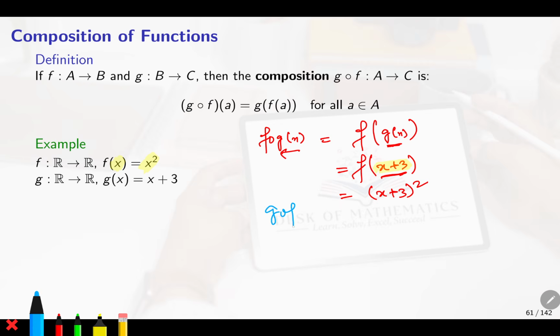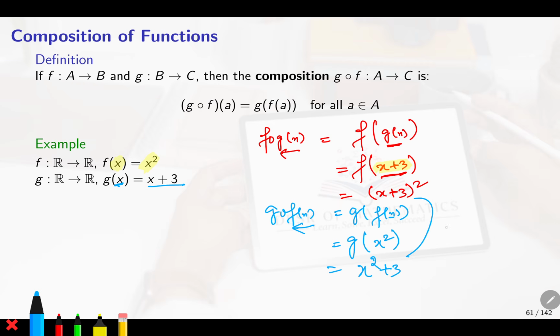Similarly, g of f of x. You will come from the right, so apply f. What does f say? f says if you give me any element, I will square it. So you are giving x to f, so x square. Now g says if you give me any element, I will add 3 to it, so that's x square plus 3.